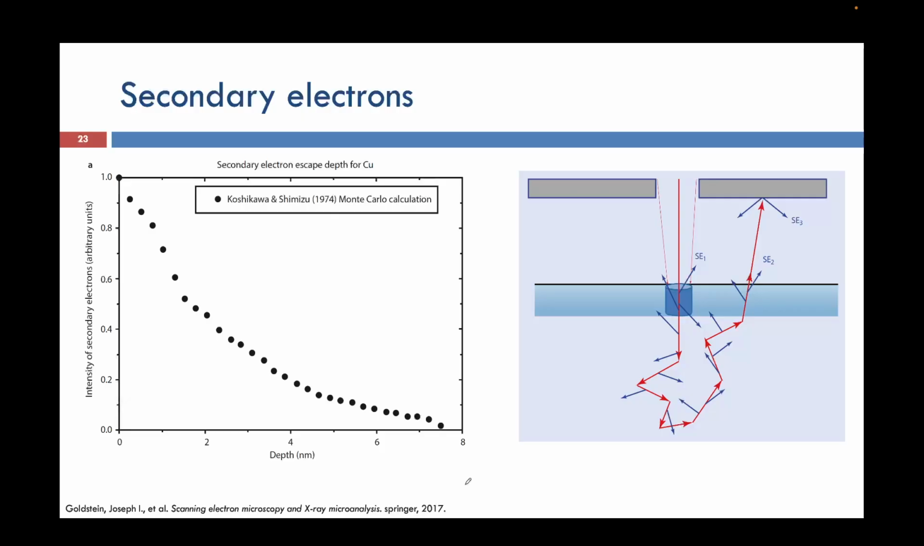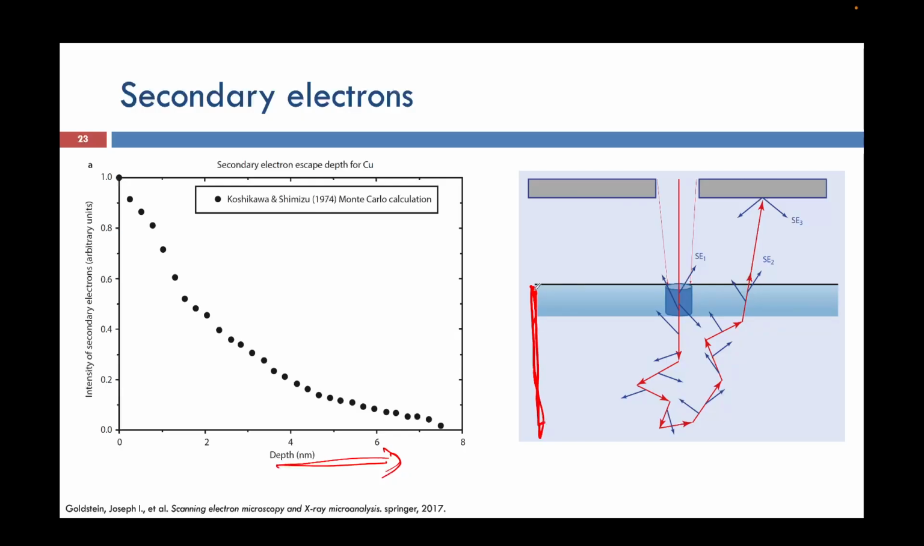And how does the secondary electron yield vary with depth? As we can see, the more depth you go from the interaction volume, the yield will be very low. Why? Because there is less chance that, let's say this is my material, from here my material starts.